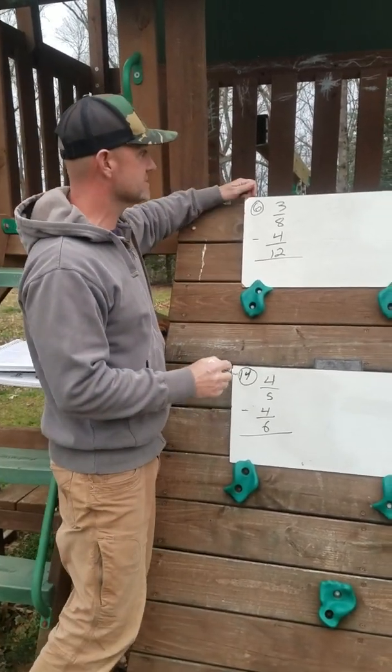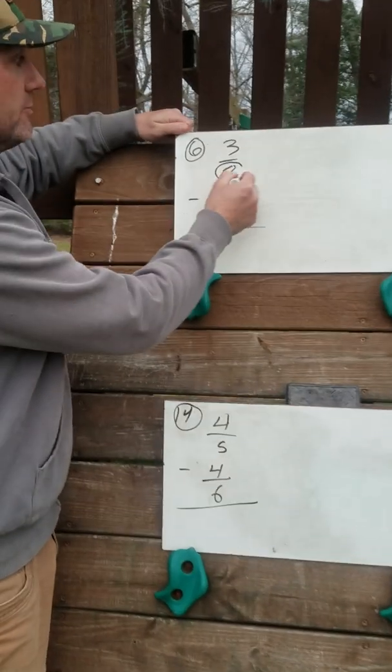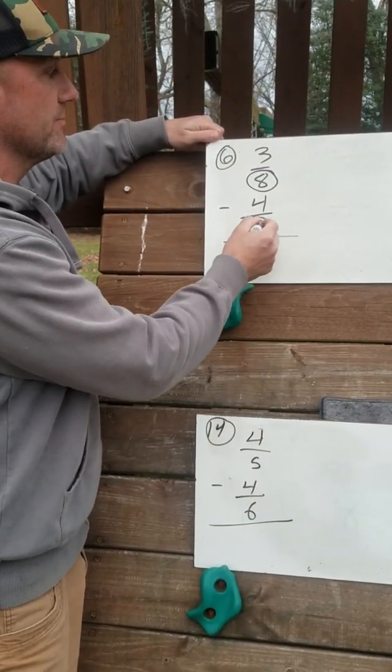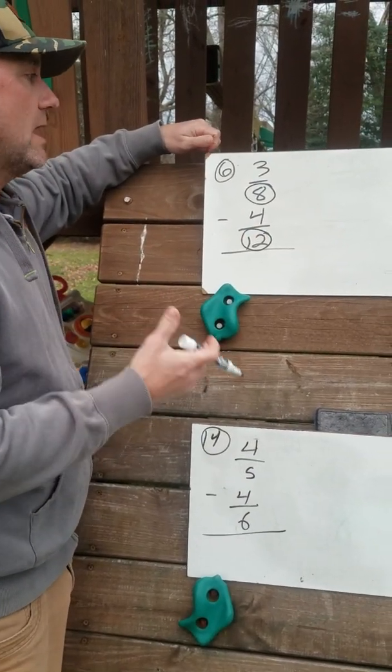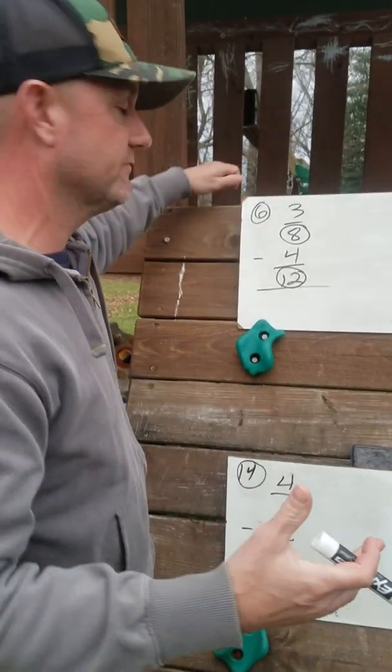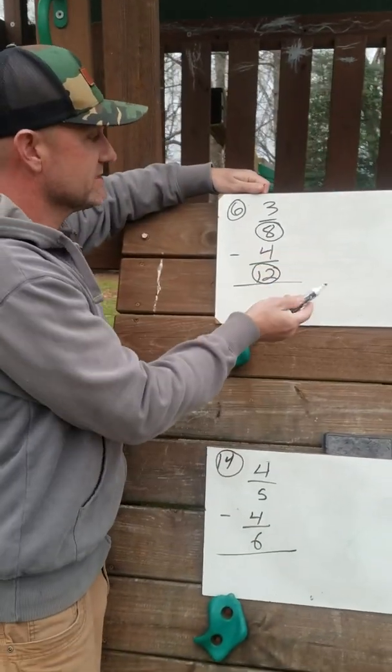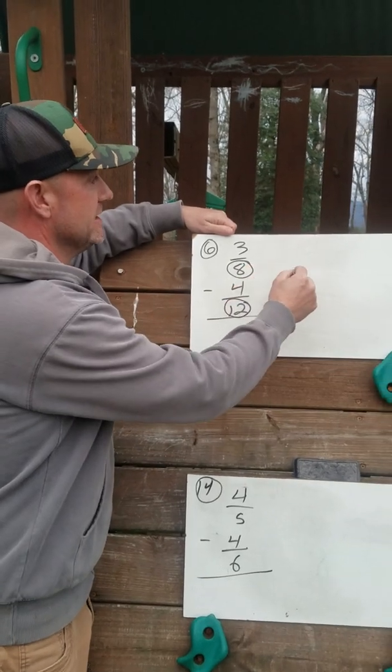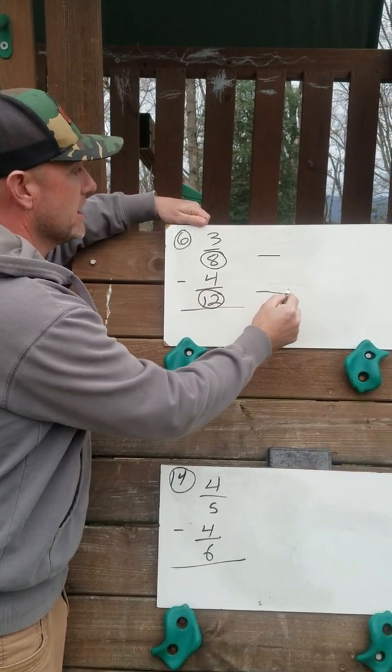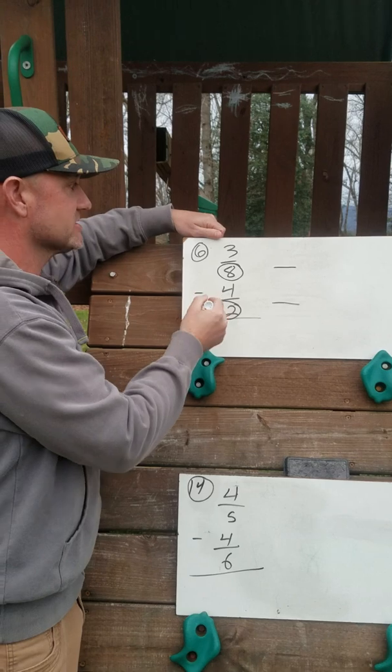So here it is, problem 6. We have the bottom number as 8 and another bottom number as 12. So I have to think, you can use your multiplication sheet if you need to, what number do these have in common? What should be the new bottom number for these fractions so that we can subtract them?